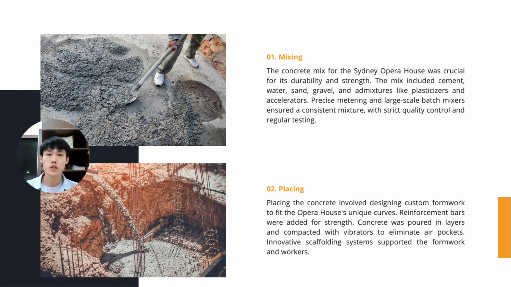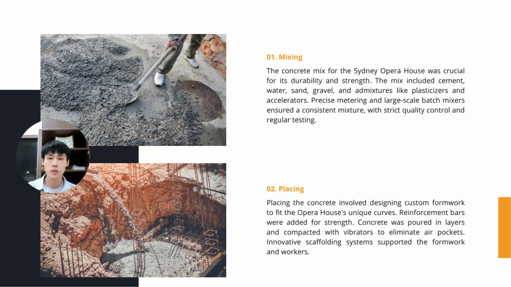The concrete mix for the Sydney Opera House was crucial for its durability and strength. The mix includes cement, water, sand, gravels, and admixtures like plasticizers and accelerator. Precise metering and large-scale batch mixers ensure a consistent mixture with strict quality controls and regular testing.